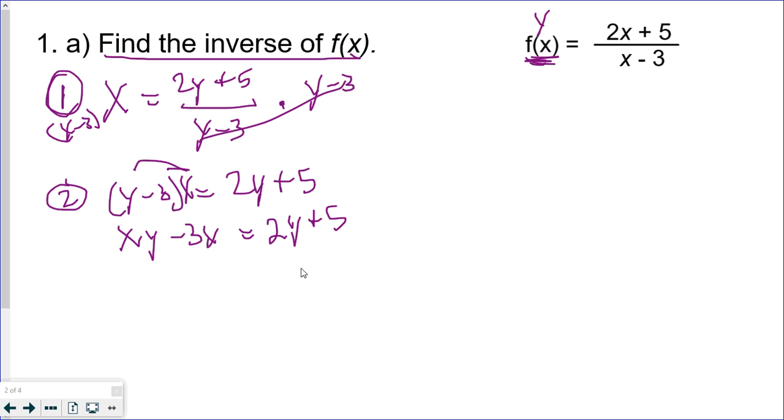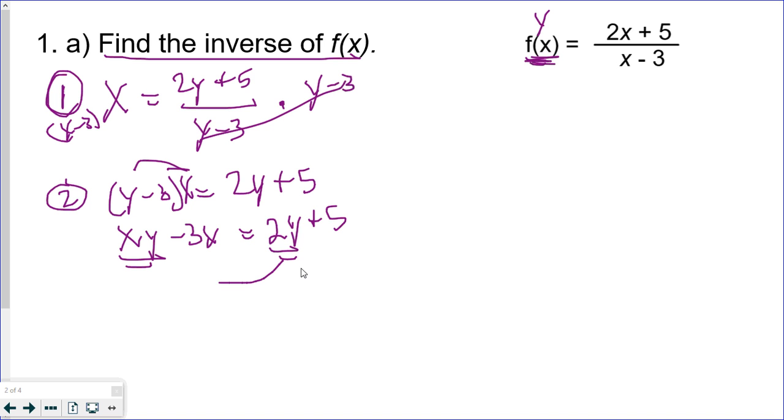And at any point, I encourage you to pause the video and try this on your own if you can. But the goal is to get y by itself. So my suggestion is to always get all of your y variables to one side and everything else to the other side.